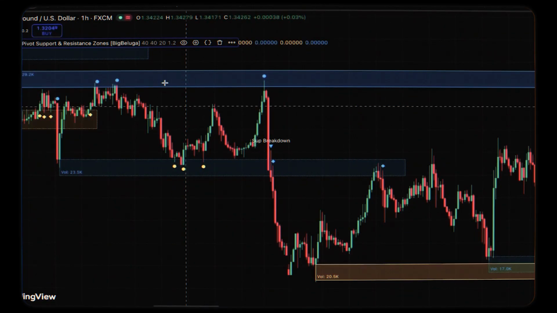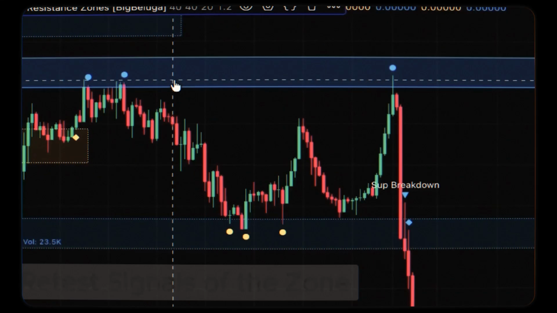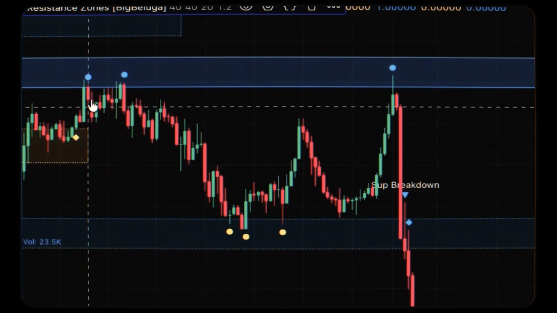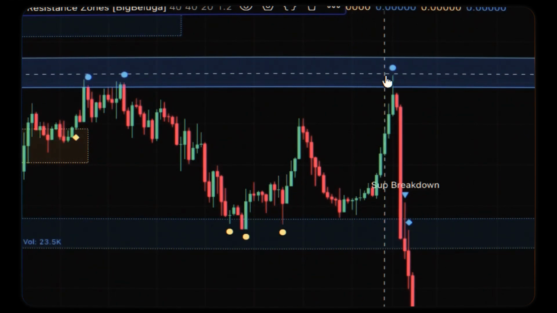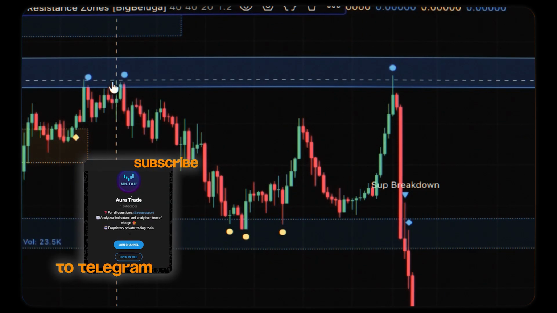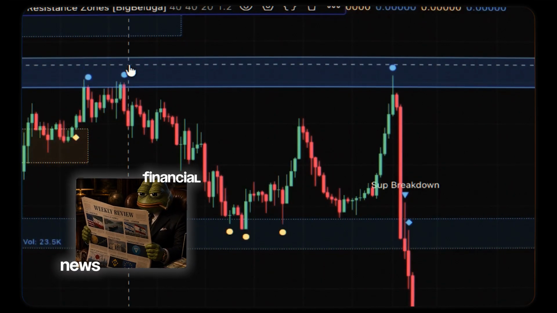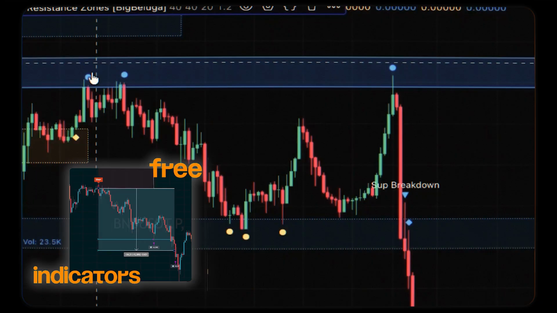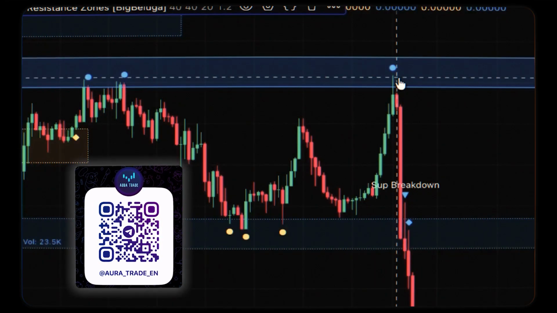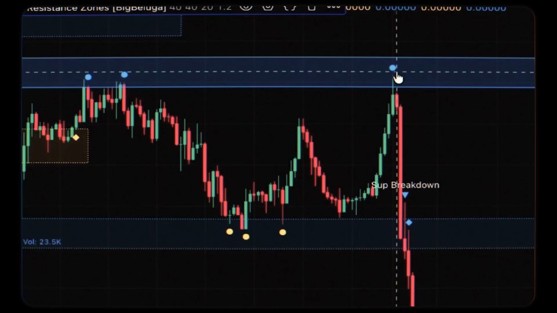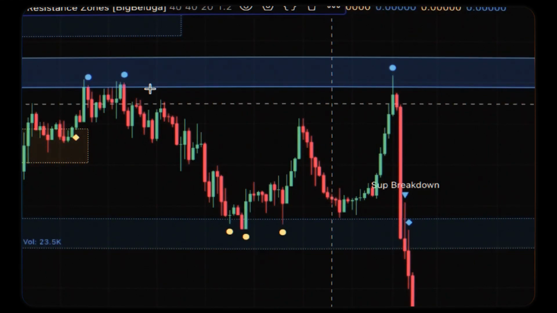Alright, one of the signals that the indicator provides is retest of the identified zones, and you can see that whenever the price reaches the identified zones, the indicator shows signals by the help of these circles. For example, here you can see that we have a resistance zone, and whenever the price tested this zone, the indicator showed a blue signal, which is a bearish signal. So in practice, they could provide us an opportunity to enter a short position.